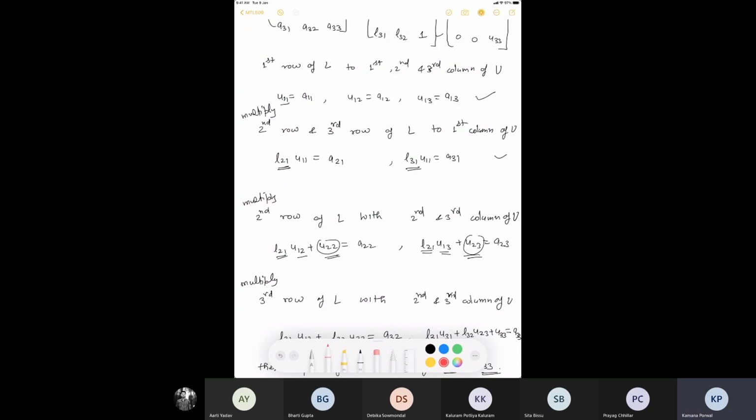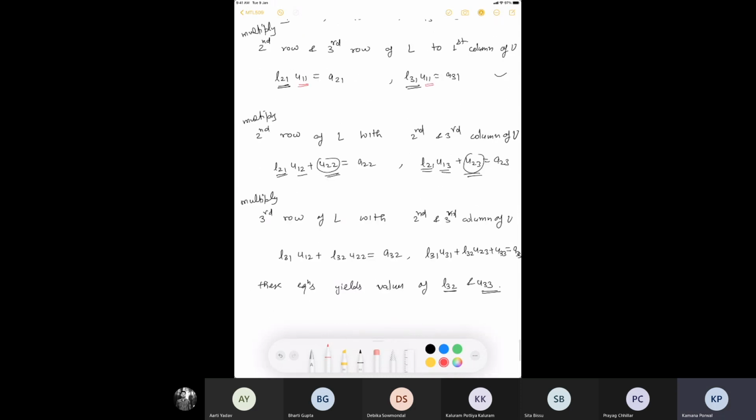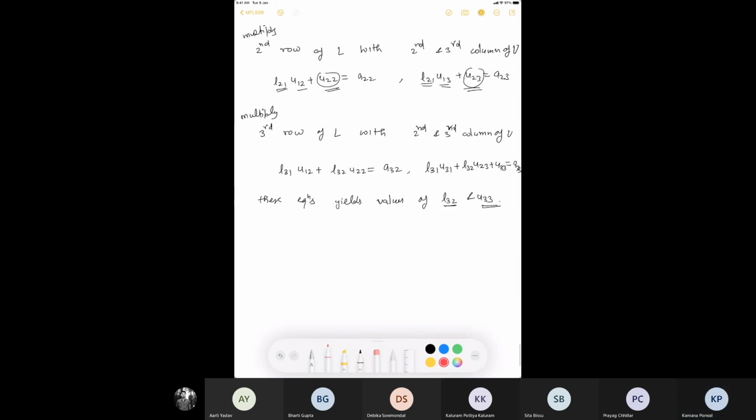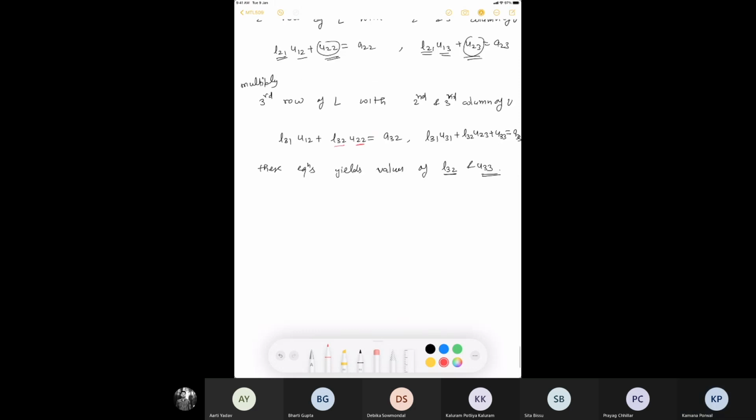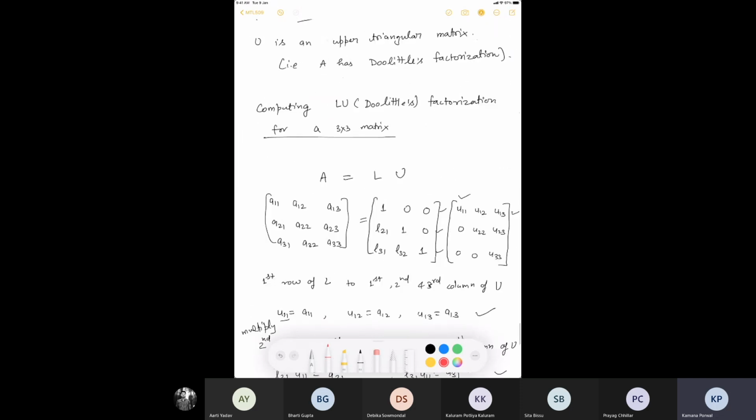One more remark here: if I want to compute L21, I have to divide by U11, right? And in these equations, if I have to compute L32, I will be dividing by U22. So this means I have to assume that these two entries are non-zero. We have to make sure they are non-zero entries.